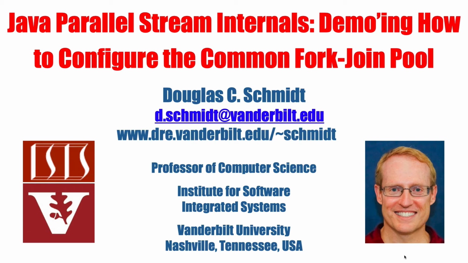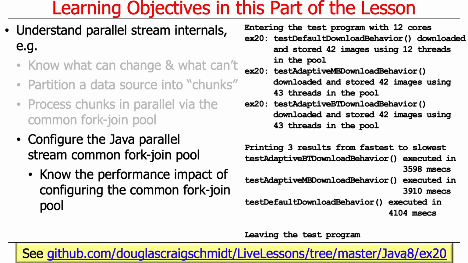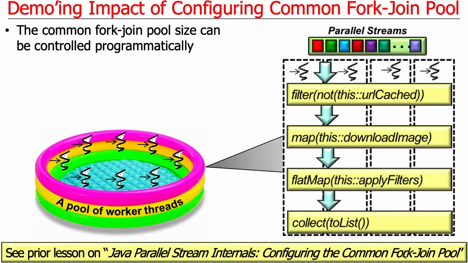So the last topic we're going to discuss here is how to configure the common fork join pool for a parallel stream and what the benefits of doing such a thing are. This would also be relevant if you're configuring a common fork join pool for a non-parallel stream, just in general. So we're going to show why it helps to add threads to the common fork join pool. And this is in the EX20 folder on my account.